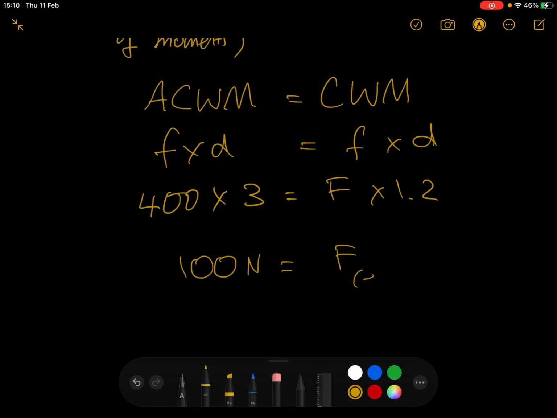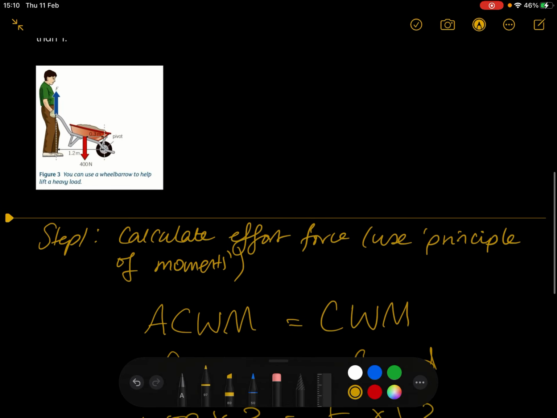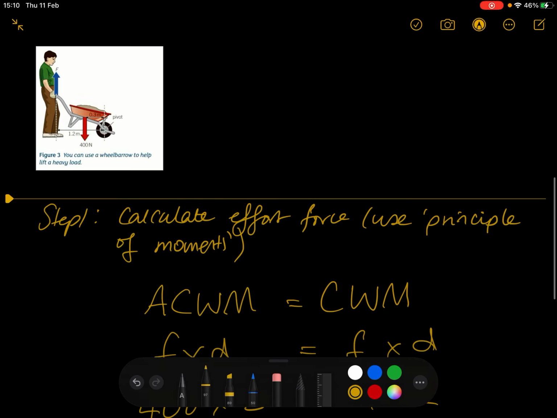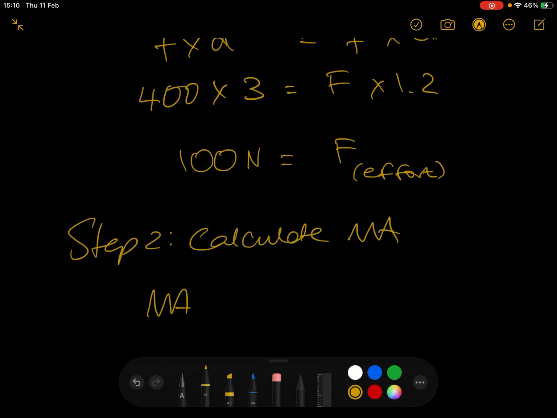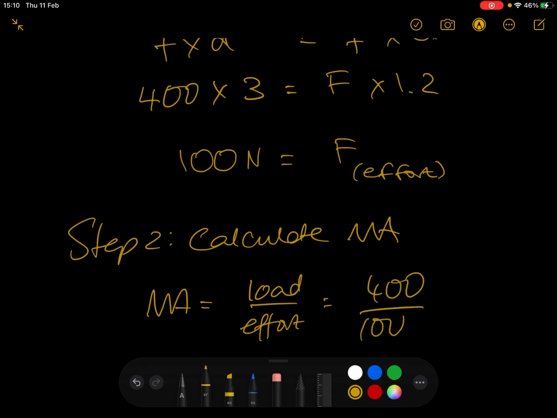So this is our effort force. Let's have a look at that diagram. So we've worked out F, the effort force, and it is 100 newtons. So we've done that, fabulous. Now we're going to do step 2, calculating mechanical advantage. So mechanical advantage was load over effort, which was 400 newtons over 100 newtons equals 4. Now it's just a ratio, so it doesn't have a unit.